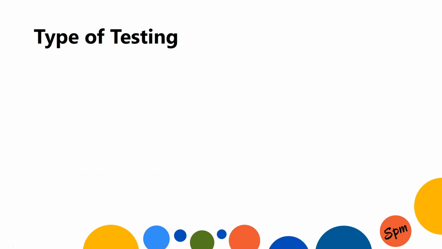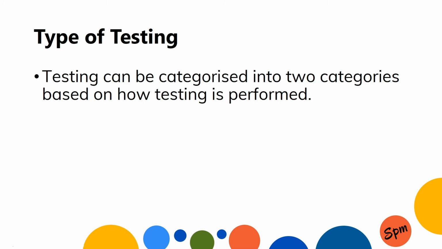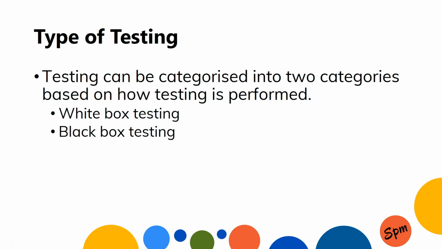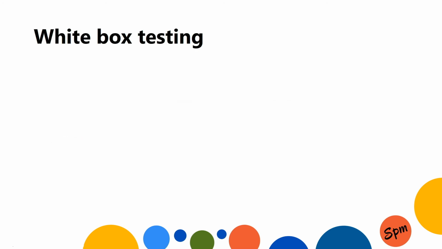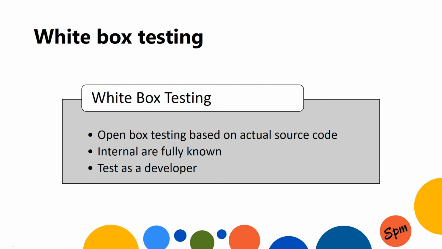Now let us talk about types of testing. Testing can be categorized into two categories based on how testing is performed. One is known as white box testing and the second is known as black box testing. Now let's see what white box testing is. White box testing is also known as structural testing.